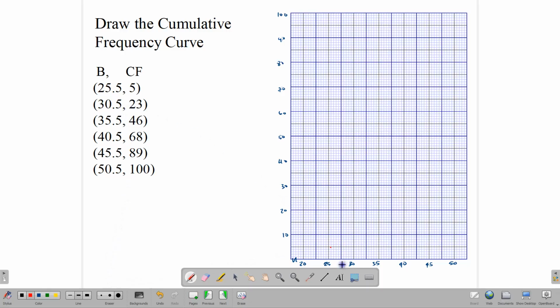30.5 to 23. So 30.5 to 10, 20, 21, 22, 23. That's somewhere there.